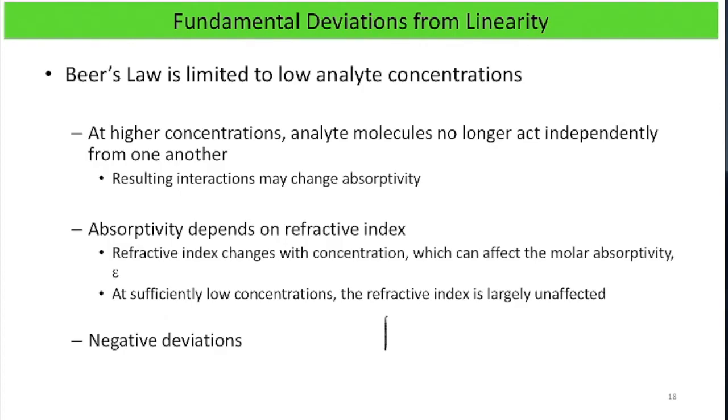So if I were to exaggerate this here, if we have a cuvette and we have a low concentration sample, then the light is essentially going to go straight through. But if we have a high concentration of sample, the light might bend a bit as it goes through. So if the light is not going straight through, it might not reach the detector in the same way as it would if it was just going straight through the sample. So at low concentrations, the refractive index is largely unaffected, but at higher concentrations, that refractive index could change such that we get a negative deviation from linearity.